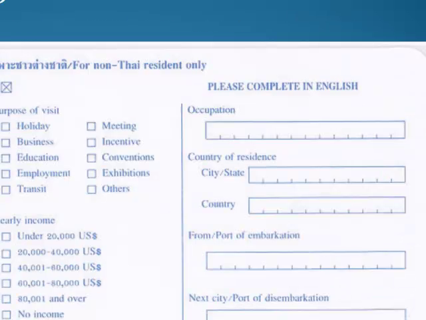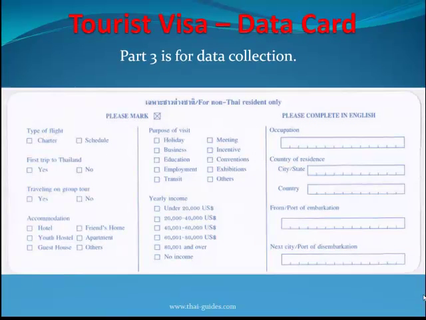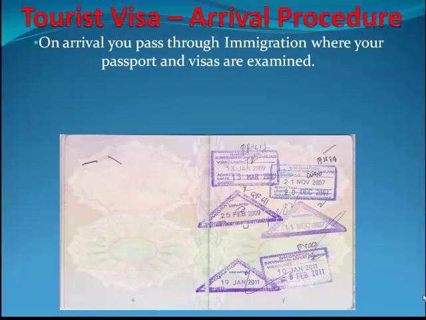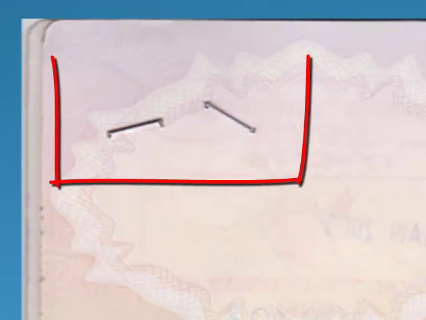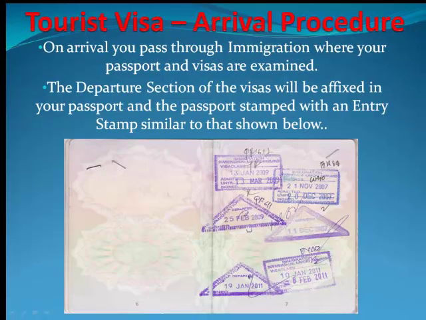The third part is simply a form that deals with data, whether you're flying chartered, scheduled, whether you're in a group, whether you're on a holiday. All this information is for data purposes. So that's the completion. When you get to the airport, you go through immigration. They will put an entry stamp on there, you can see some here, and they will staple in the departure section into your passport. There's some staples showing, some that have been done on this particular passport.